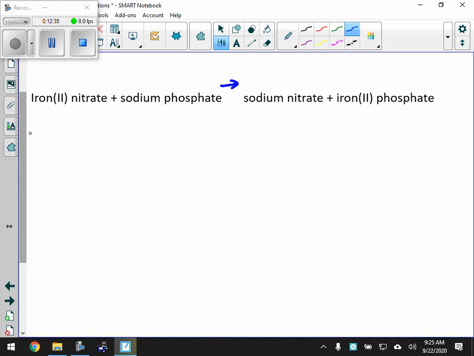It's a word equation, basically. It says iron 2 nitrate. Go ahead and write the formula for that right underneath iron 2 nitrate. Why don't you guys go ahead and do that now? Iron 2 nitrate, and then we're going to put plus, and then you're going to write out the formula for sodium phosphate. Just leave a little bit of room, okay, for that. And then over here, you're going to write the formula for sodium nitrate, and then you're going to write the formula for iron 2 phosphate. All right? And like I said, I think we'll probably be okay with that.